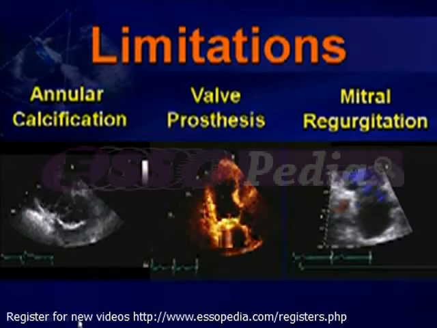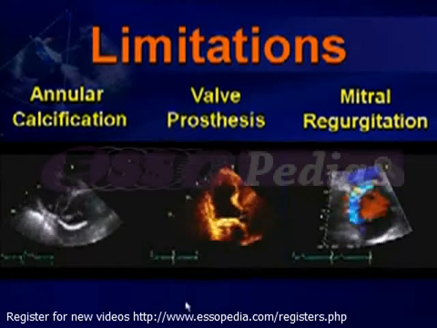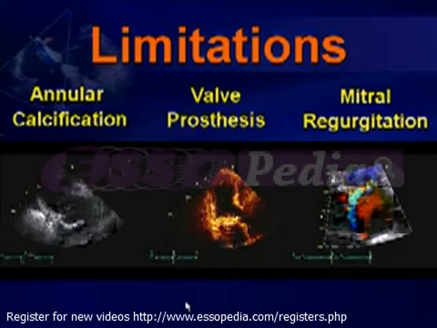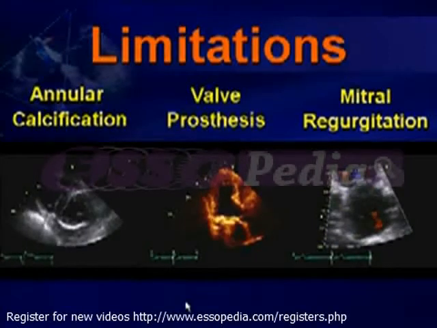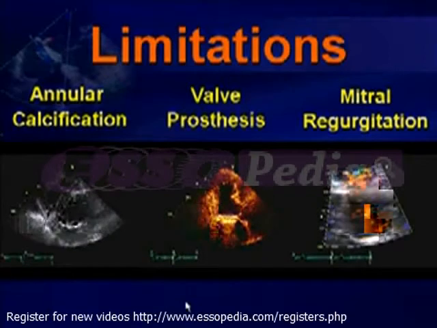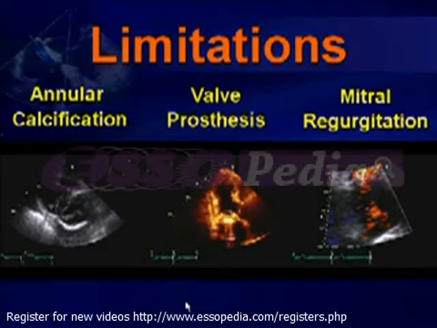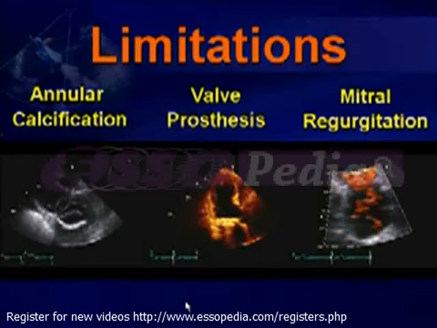Now there are some limitations to the use of annular velocities. The E' velocity, for example, is generally reduced in those individuals with significant mitral annular calcification or mitral stenosis, individuals with surgical rings or valve prosthesis. E' velocity may in fact be increased in those with mitral regurgitation. And recognize that the E prime velocity is not an accurate index of LV filling pressure in those with constrictive pericarditis.